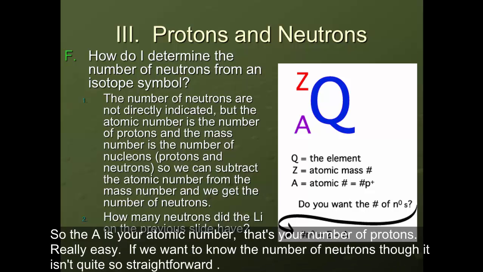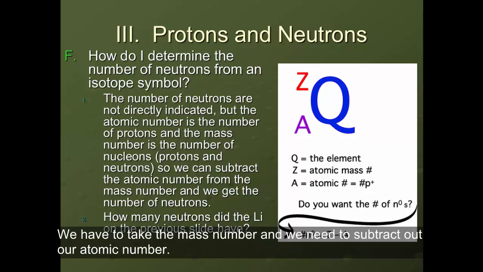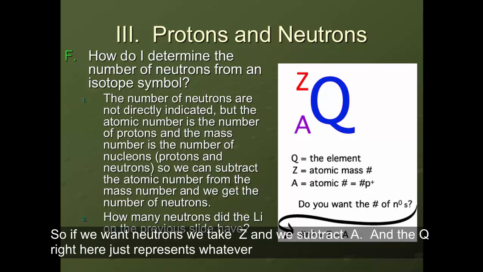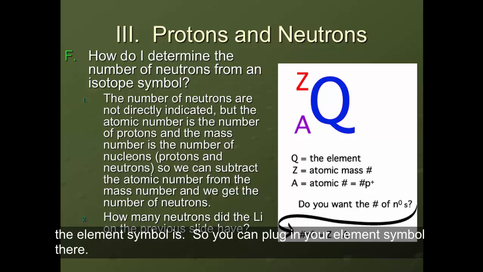So the Z is your atomic number. That's your number of protons. Really easy. If we want to know the number of neutrons, though, it isn't quite so straightforward. We have to take the mass number and we need to subtract out our atomic number. So if we want neutrons, we take A and we subtract Z. And the X right here just represents whatever the element symbol is.